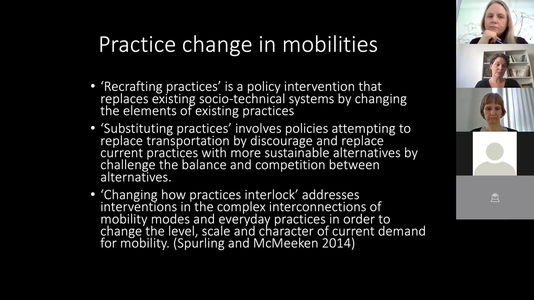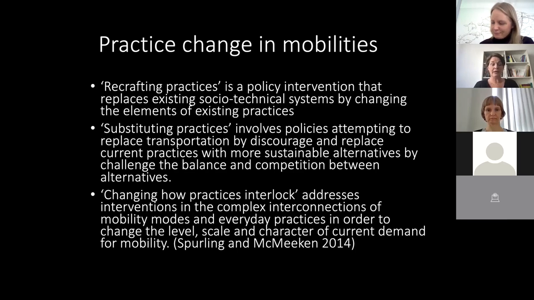So the transportation thing is changing, and changing how practices interlock is basically also something about not building schools with a big parking lot, so you are not inviting parents to deliver their kids to school by car. And basically thinking about practices as something that can be recrafted, substituted, or changed is also a way of not making one size fits all for everything, because this is one of the big problems we have when we talk about redoing into sustainable mobility. We think we can do a one size fits all, where we actually forget to look at how people's everyday lives are organized. I always say, when you ask people to get rid of their car, you ask them to reorganize their everyday life. And of course, they don't want that.